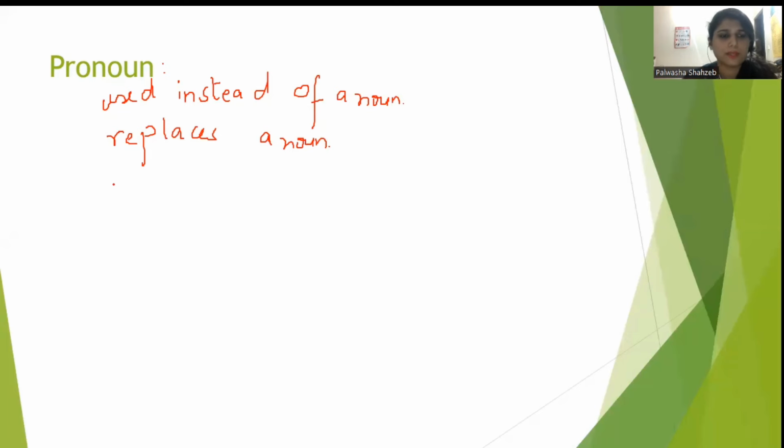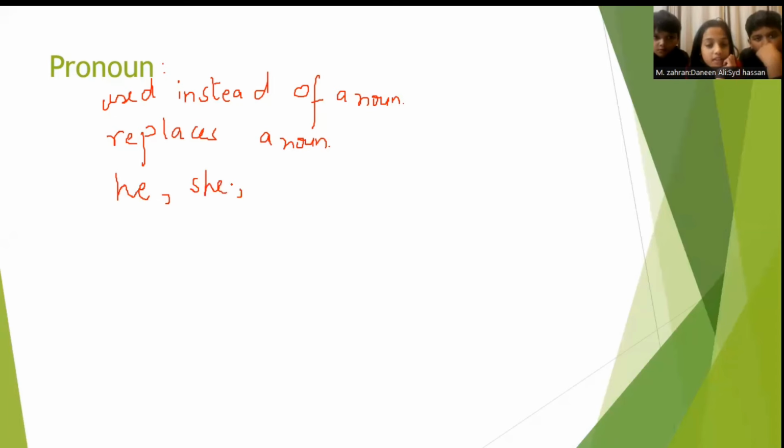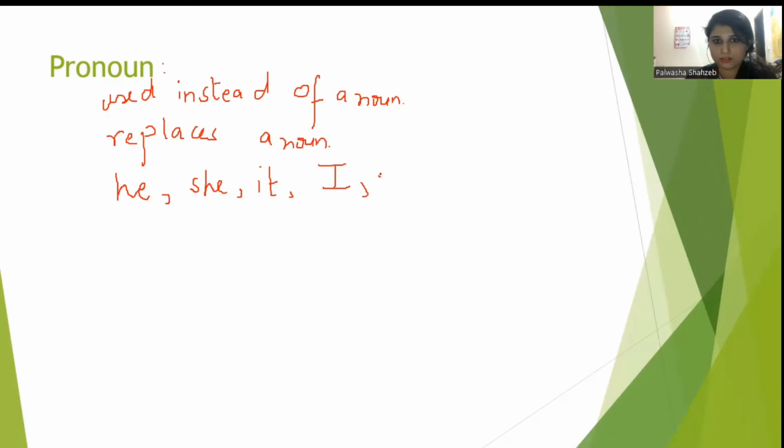So what are the pronouns? Could you please just tell me? Before the examples, I wanted to know the pronouns. He, come on, speak up. He, she, it, his, I, they, we, and you, of course. So these are all pronouns, and we are going to use these pronouns.